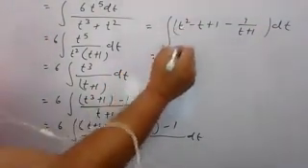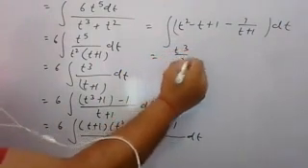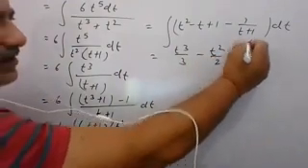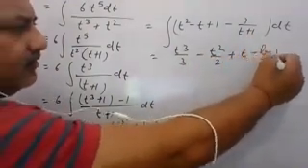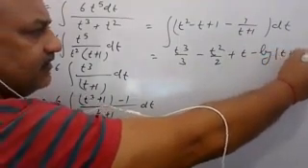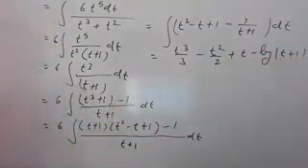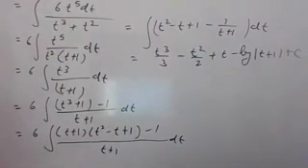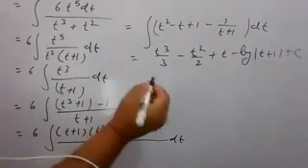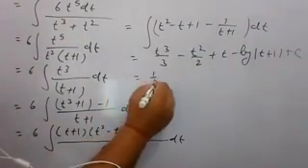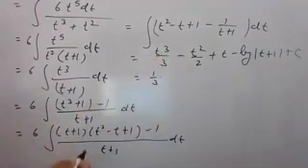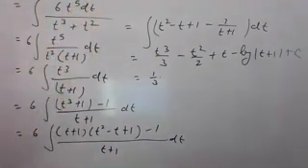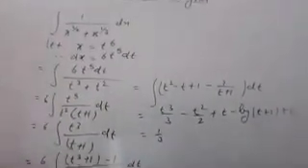So the integration of t square is equal to t cube upon 3. For minus t, you write t square by 2, and plus t, and here you have minus log t plus 1 plus c. Understand? Now you have to put the value of t, that means express all those results in the form of x. So here you have 1 upon 3, now the value of t cube.